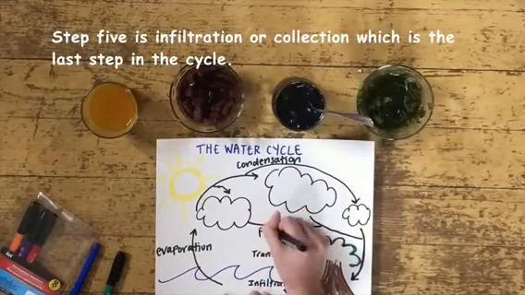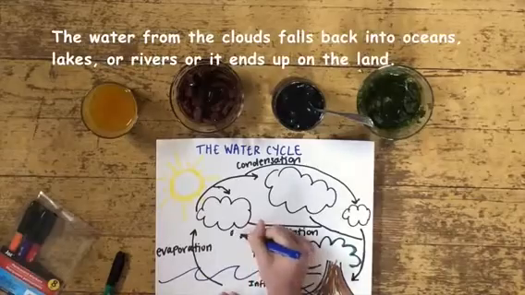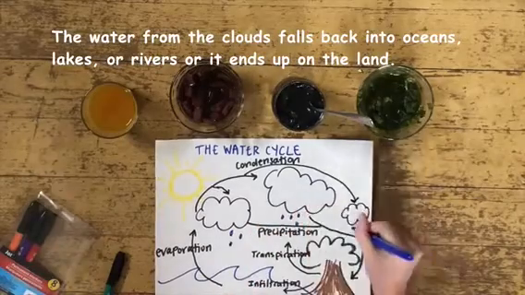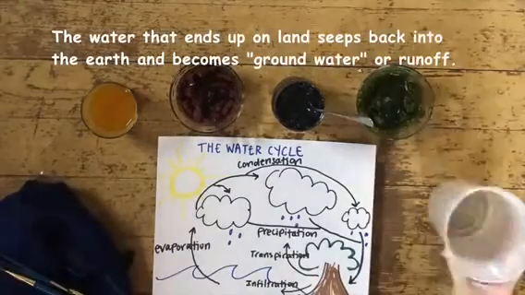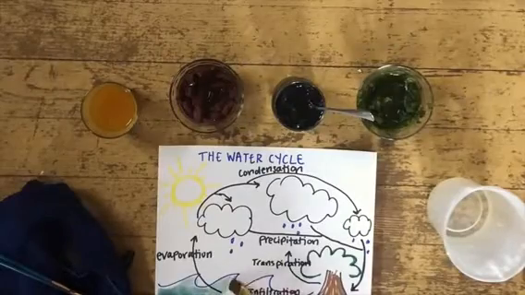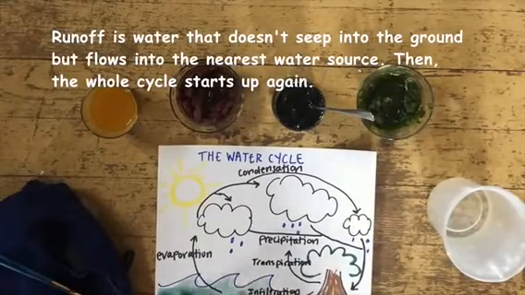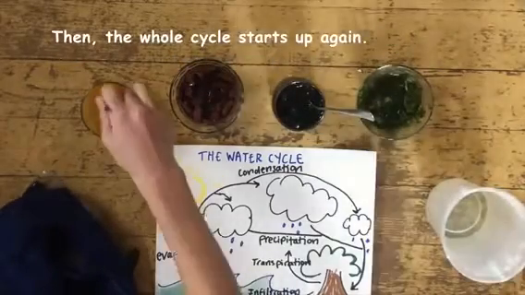Step 5 is infiltration, or collection, which is the last step in the cycle. The water from the clouds falls back into the oceans, lakes, or rivers, or ends up on the land. The water that ends up on the land seeps back into the earth and becomes groundwater, or runoff. Runoff is water that doesn't seep into the ground, but flows into the nearest water source. Then the whole cycle starts up again.